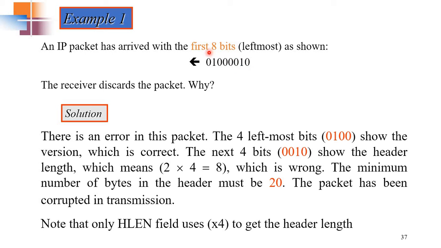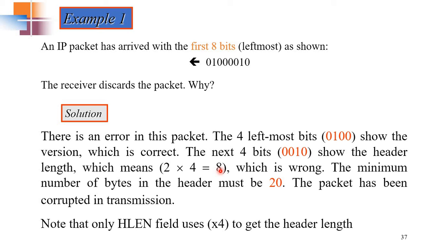0010 I have, because the first 4 bits denote the version and the second 4 bits denote the header length. What is the minimum value of the header length? 5. What is the value given here? 0010, which means 8421, so this is nothing but the value 2. Yes or no? So the next 4 bits, 0010, show the header length with the value 2. So 2 into 4 gives the value 8, which is not accepted for transmitting your data.